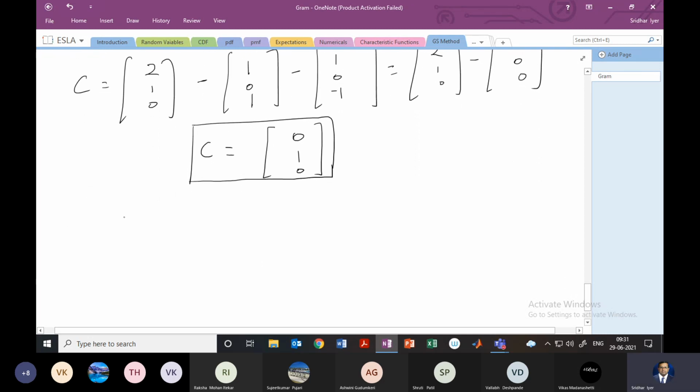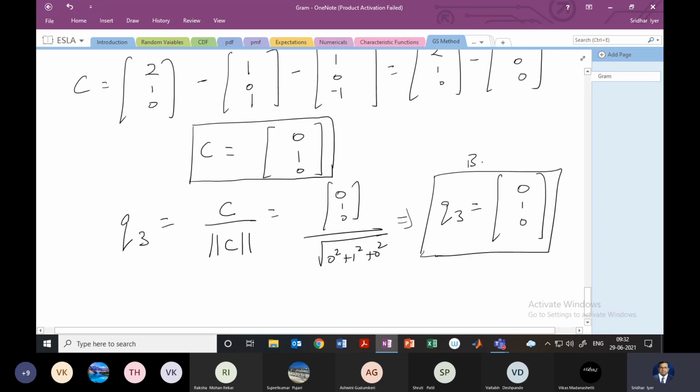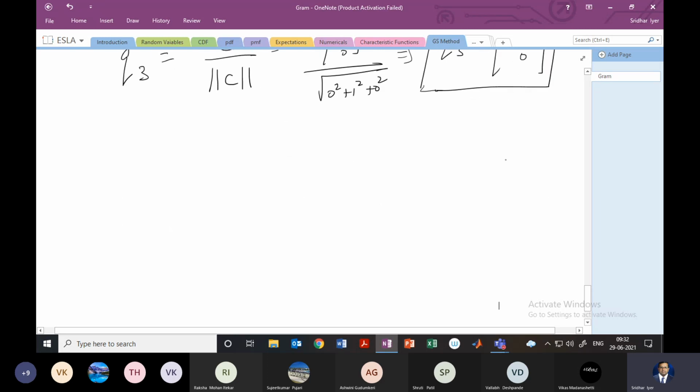So we'll now move to the next step, which is to find Q3. That is what this entire process is for. So you have C divided by the length of C, right? So 0 1 0, and you divide this by 0 square plus 1 square plus 0 square, which is just 1. Therefore, Q3, which is the third basis, will just be 0 1 0. So this is the third basis which we have. Right? So we've calculated the three basis matrices or basis functions as they call it.